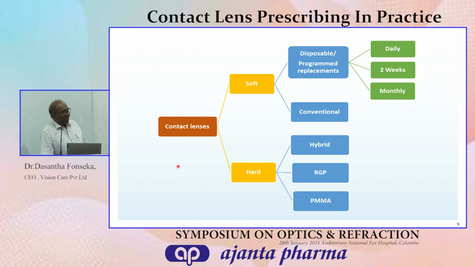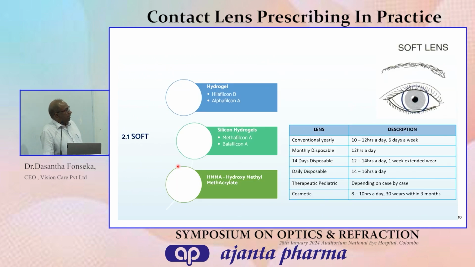Hard ones are mainly two types. PMMA is the older version, which is not being used now, but we still have a few patients who are using PMMA lenses. Especially the Japanese companies still make PMMA lenses. And RGP is mostly used for keratoconus and things like that, the irregular corneas. And then the hybrid is partly soft, partly hard lenses. You have to choose which lens fits, to see what is the best lens for the patient. So that is why I put this slide.